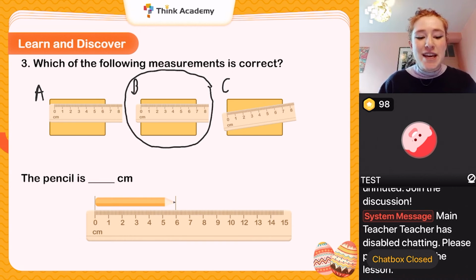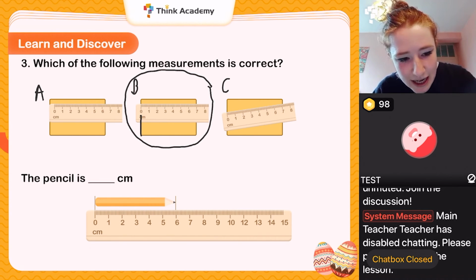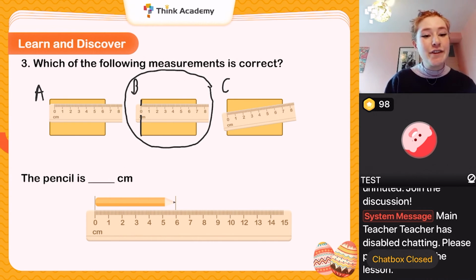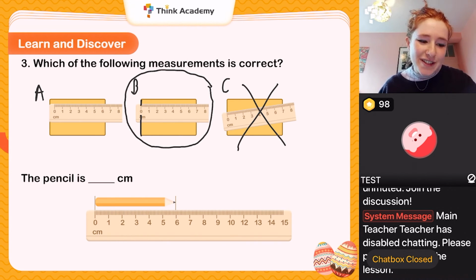And the reason B is correct, well, let's have a look. We can see that it starts at 0, right? This is where 0 is on our ruler. That's really important. And the other thing is that it's very straight, which is brilliant, because C is not straight. C is all wobbly. We don't want that for our ruler, so we can cross out C.